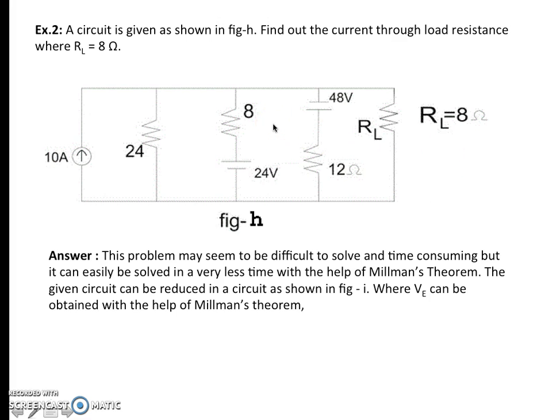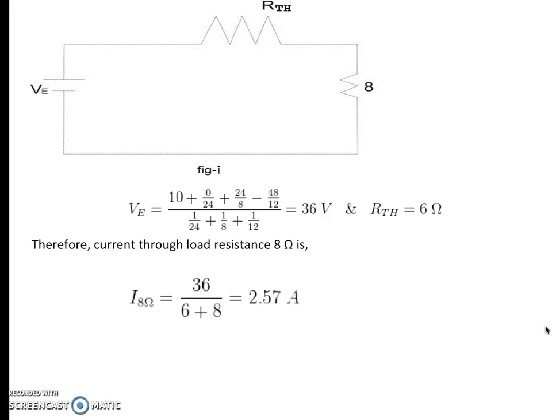Now we'll discuss another example. A circuit is given as shown here, and we have to find out the current through the resistance RL equal to 8 ohm. This problem we will again do using Millman's theorem. And see, this is the reduced circuit diagram.